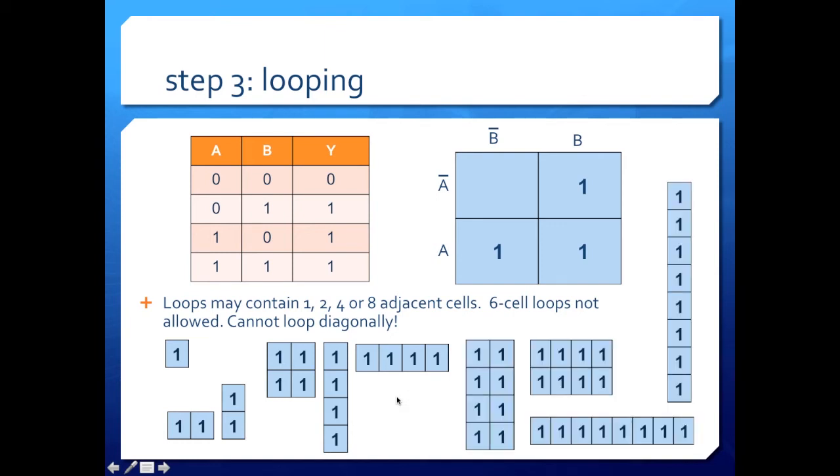And then an 8 would involve a 2 by 4, a 4 by 2, a 1 by 8, or an 8 by 1. So the shapes should tell you that you're only allowed to loop in these adjacent cells, and that really results in either squares or rectangles. Typically, unless it's a 2 by 2 4 loop, it's going to be a rectangle.